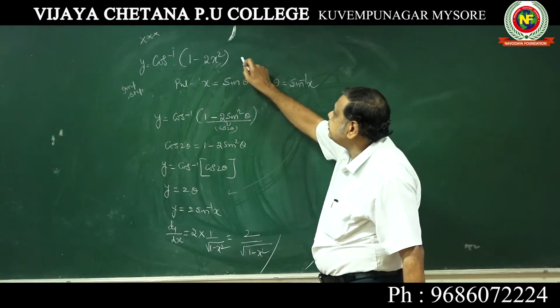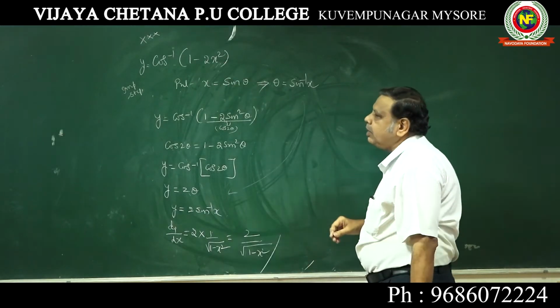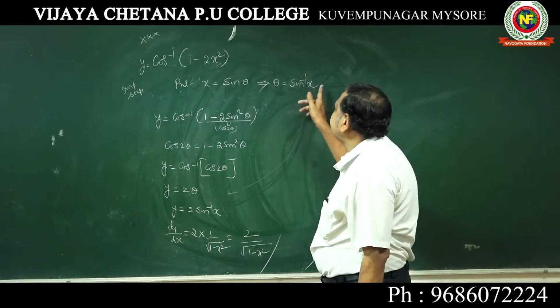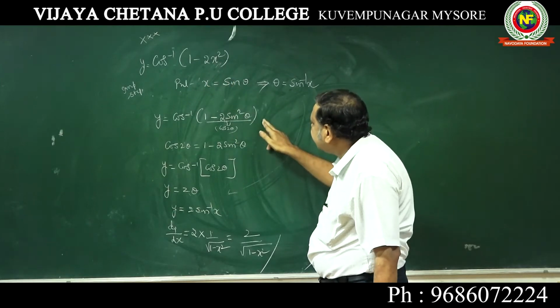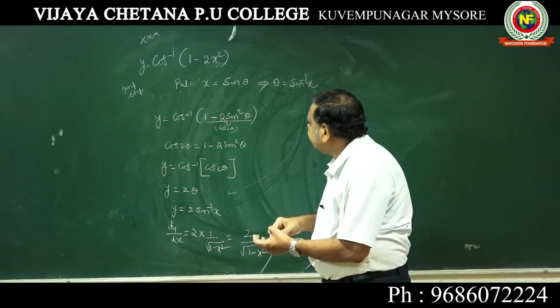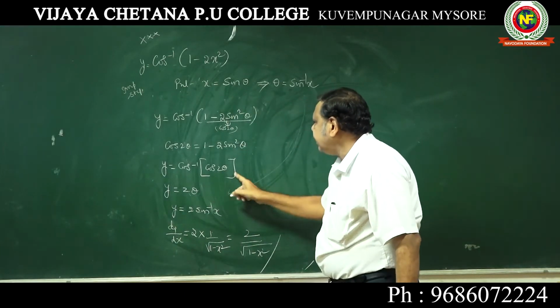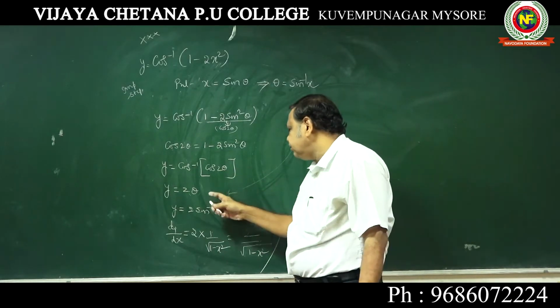Cos inverse of 1 minus 2x square. Put x equal to sin theta here. You should not put x equal to cos theta. So theta is equal to sin inverse x. Y is equal to cos inverse of 1 minus 2 sin square theta. This is nothing but cos 2 theta. We are putting cos 2 theta, so y is equal to cos inverse cos 2 theta, which is 2 theta.